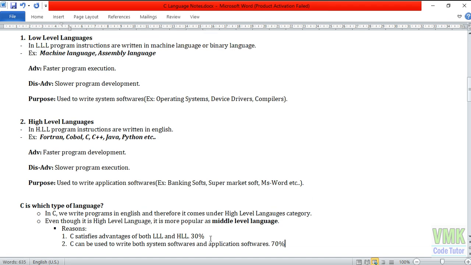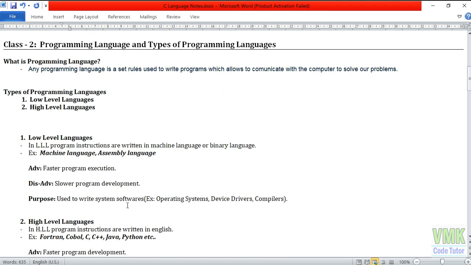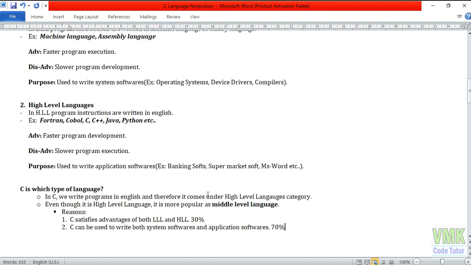So this is what we have understood in this class: what a programming language is, how many types of programming languages exist, and why C is called a middle level language even though it is a high level language.